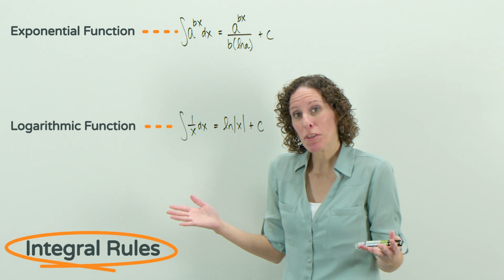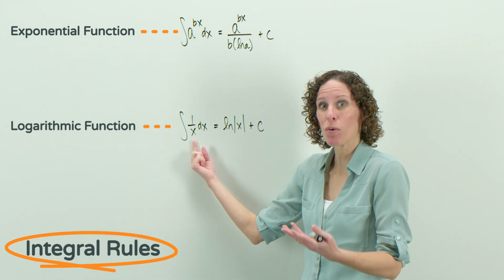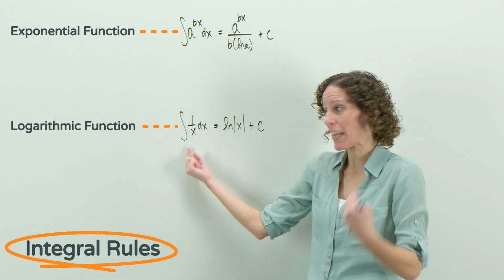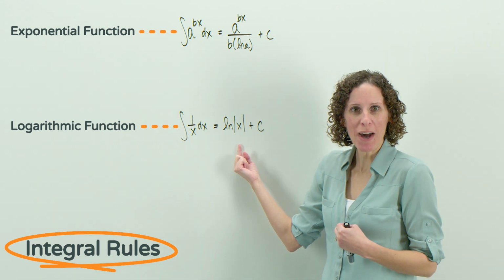For the natural logarithm, we know that the derivative of the natural log of x is 1 over x. So doing the antiderivative, taking the derivative of 1 over x and integrating it, we go right back to the original function. But there's also trig rules as well.